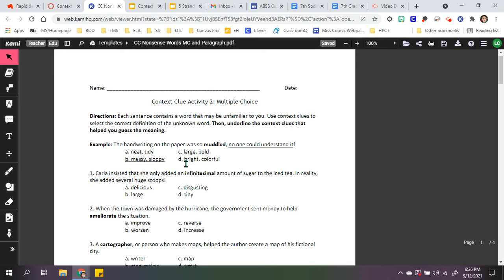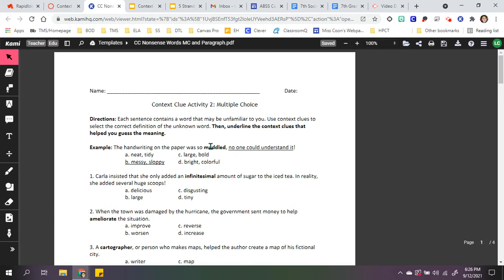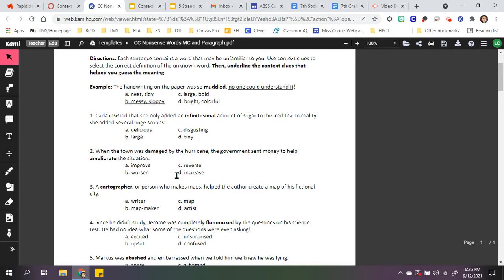Okay. And once Cami loads, remember if you have to log into it, please use your school email address and make sure that that is what is there. And if you're my block 1, your first activity is going to be these words, but they're going to have multiple choice. If you're in my block 2, yours are fill in the blank. Okay. So you're going to read each sentence that contains a word that may be unfamiliar to you. Use context clues to select the correct definition of the unknown words, then underline the context clues that help you guess the meaning. Okay. So they give you an example.